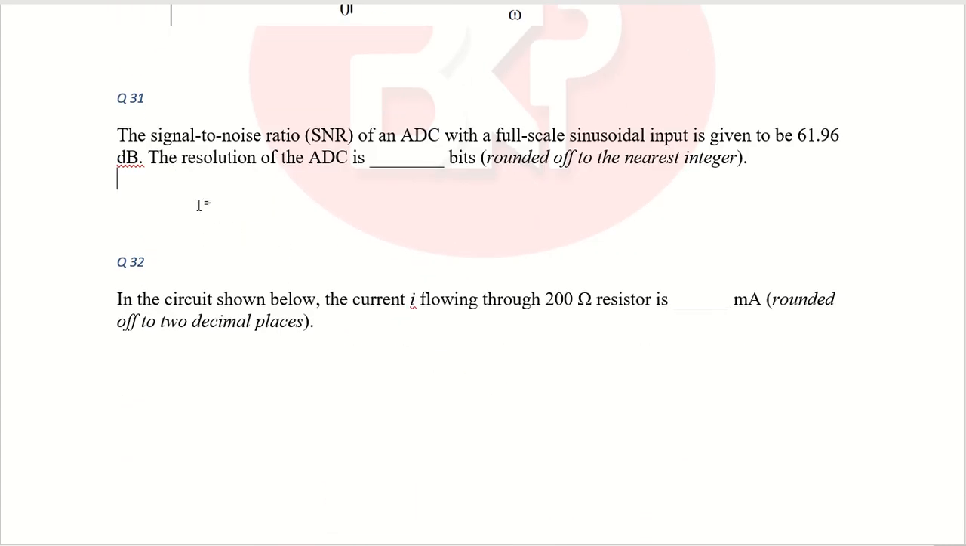Coming to question number 31. So 31 you are going to get this solution as, the resolution of this is very easy. How will you get? Like SNR in PCM I have taught you, what was that? 6n plus 1.76 or 1.76 plus 6n. So that will be equated to 61.96. So from here you will get number of bits as 10 bits. So the answer for 31 is 10 bit.